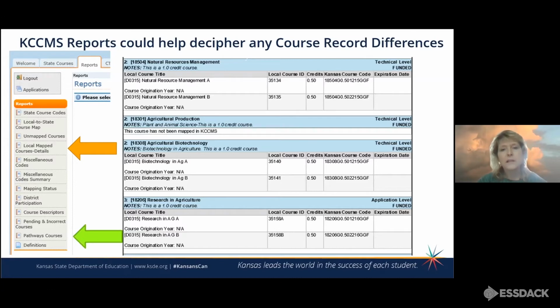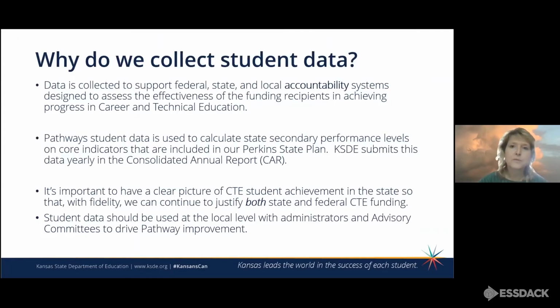Okay, why do we collect student data? The biggest reason is for Perkins funding. The Carl D. Perkins legislation is federal, and Kansas gets about $11 million, which we split with the Board of Regents. So this money is sent out to school districts to use on their career technical education programs.